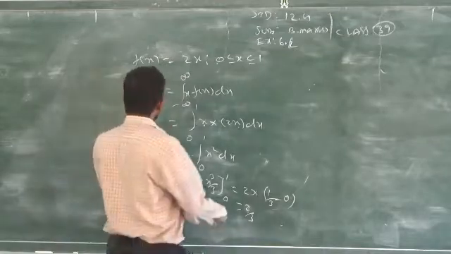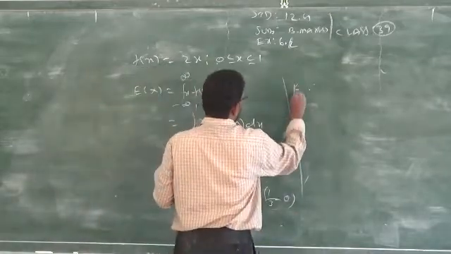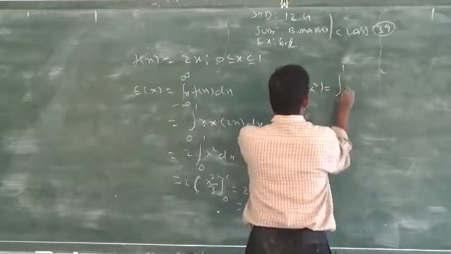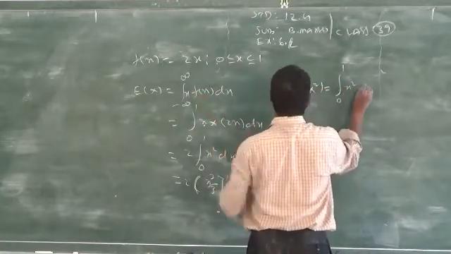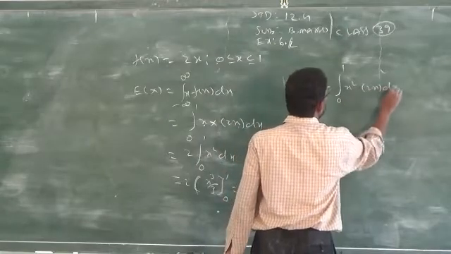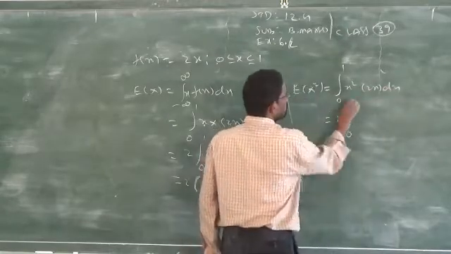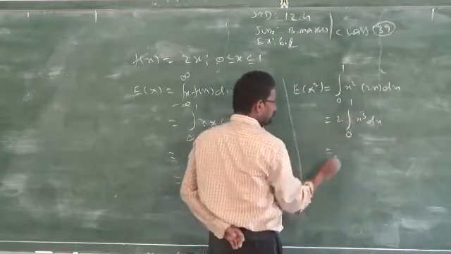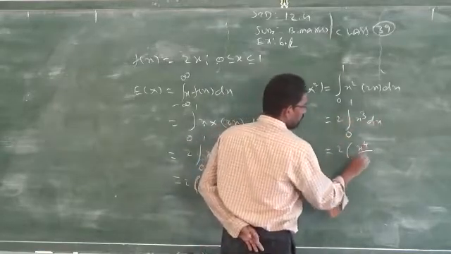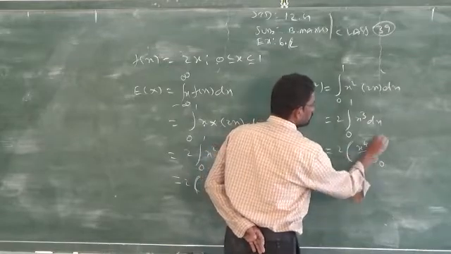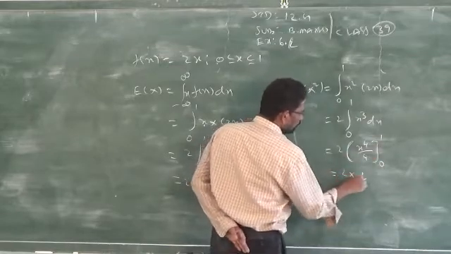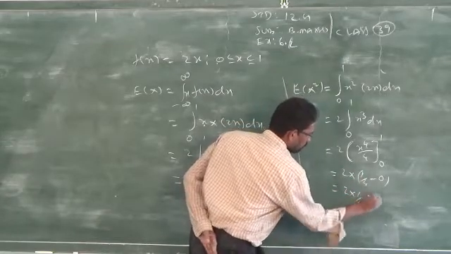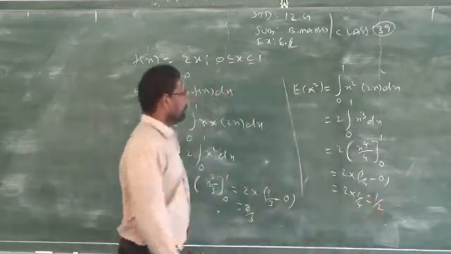In the same problem, you can find out E of x square also. They did not ask, but you have to find the integral from 0 to 1 of x square times f(x). What is f(x)? 2x into dx. So, 2 is constant, 0 to 1 x cube into dx. Integration of x cube is how much? X power 4 by 4, limit is 0 to 1. So, 2 into 1 by 4 minus 0, that is 2 into 1 by 4, which will give you how much? 1 by 2. E of x square.